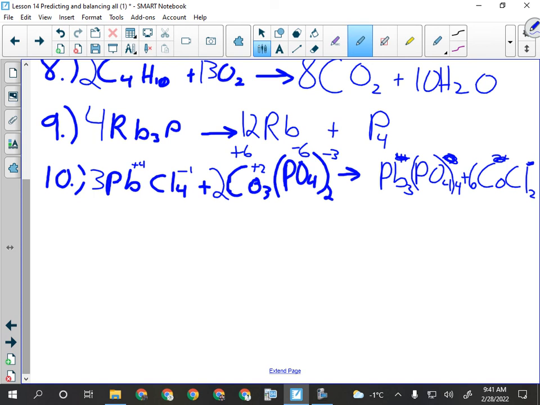And now balance. That would be as hard as they would get. That's got a little of everything in it. So some multivalent metals, tricky balancing, brackets, all of it.